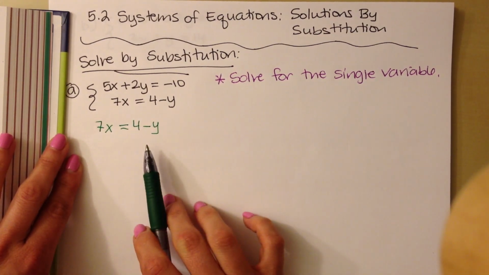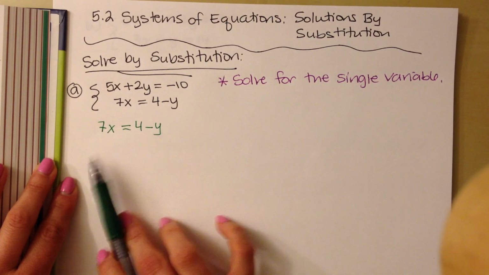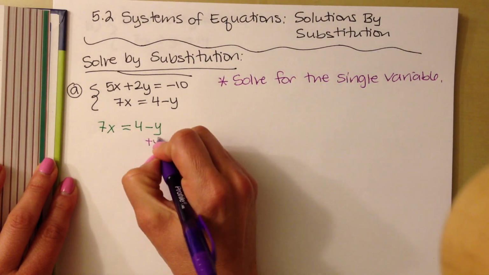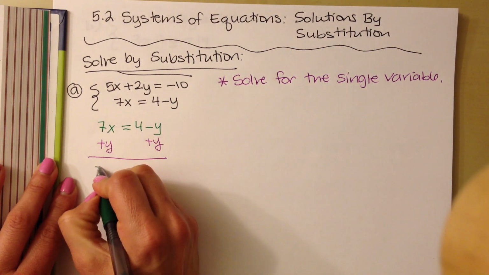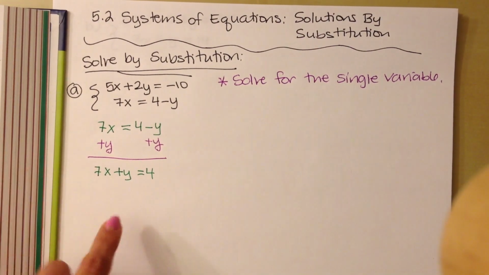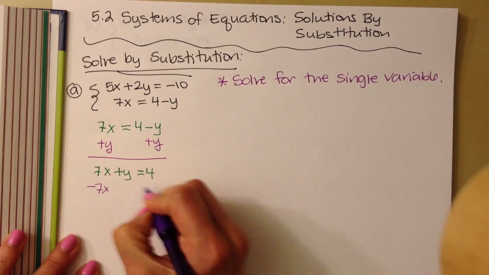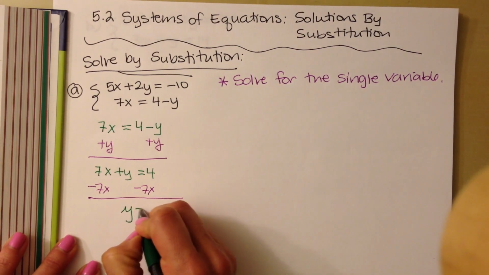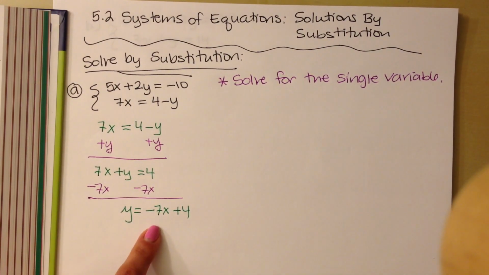So in order to solve for y, there's a few things we can do. We can add y to both sides. Which gives me 7x plus y is equal to 4. And then to isolate y, subtract 7x. So we have y equal to negative 7x plus 4. So now this is solved for y.